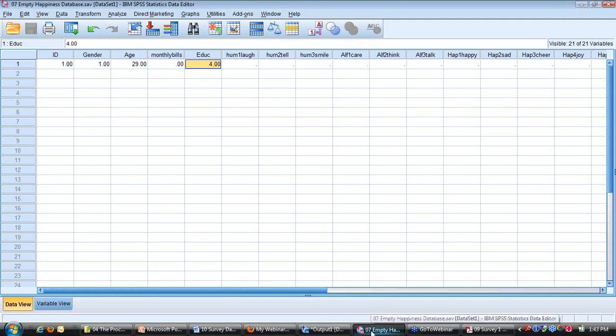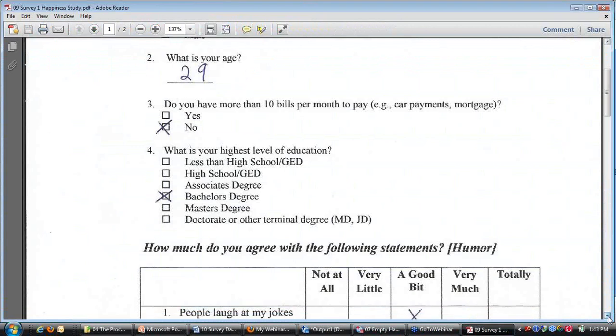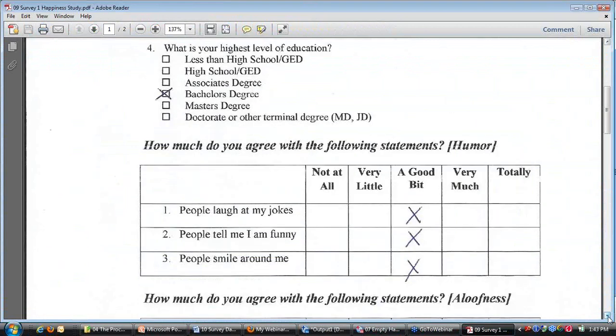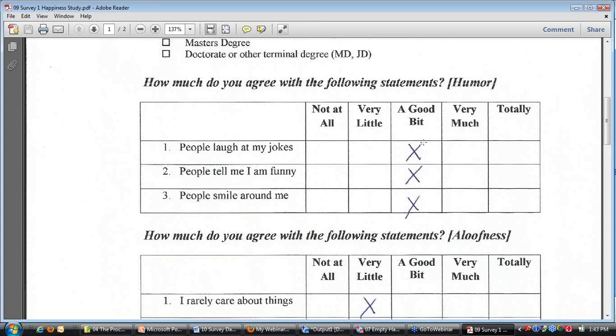Okay, so go back to the survey, right? So we're just entering this one, and we look at humor, right? Now, what did she say? People laugh at my jokes a good bit. They tell it funny a good bit, and smile around me a good bit. So that's all a good bit for all 3 humor.